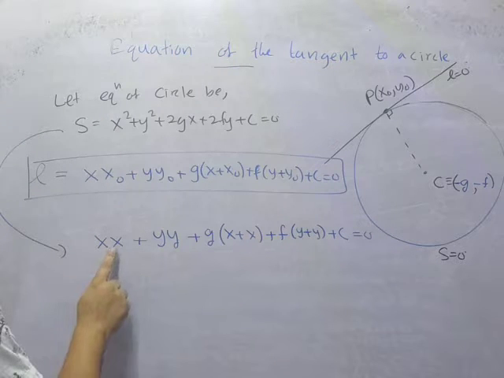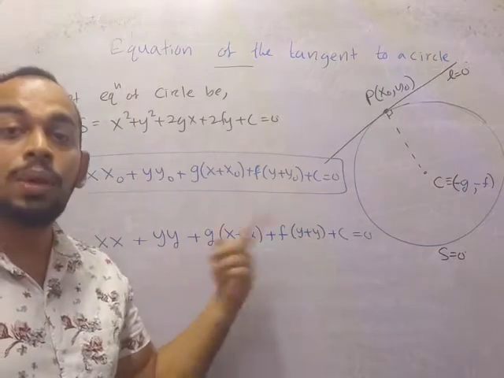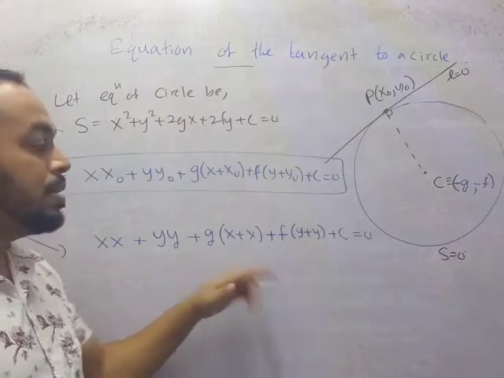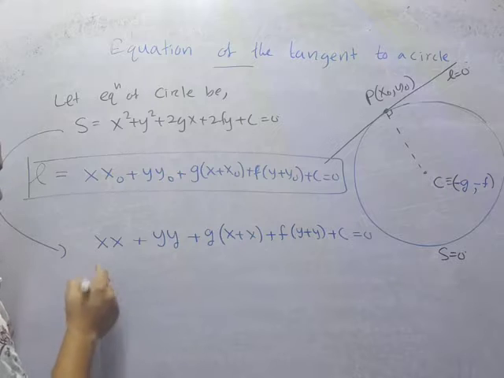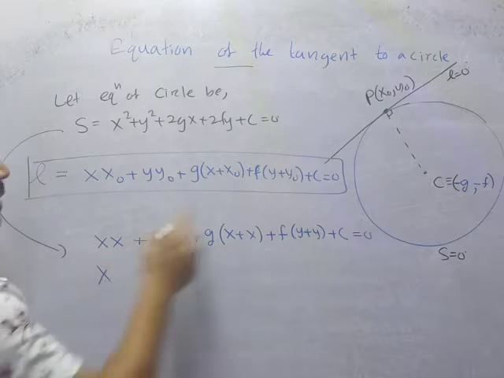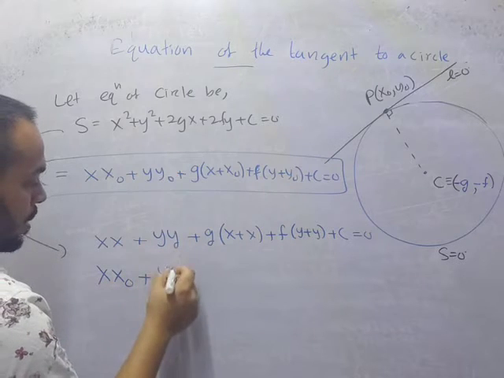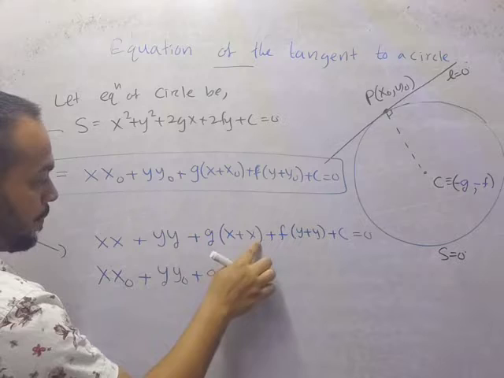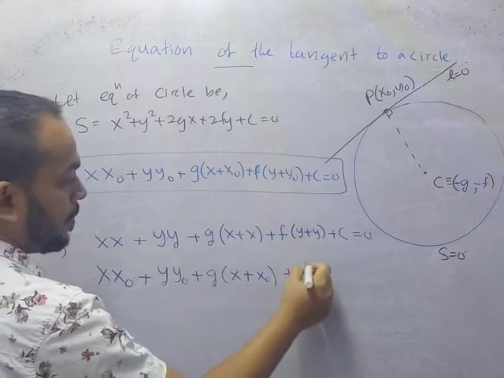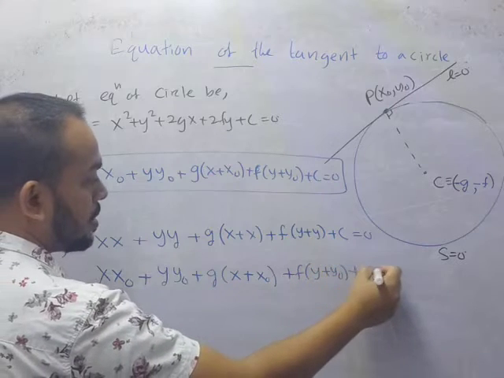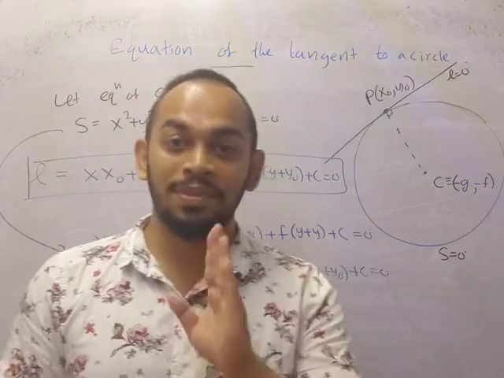What I'm going to do is change one of these x's in each term into x naught and one of these y's into y naught. Only one. So I'm going to pick just this x, and replace x by x naught, this point. Then I'm going to write y and replace this by y naught. So one of these x's I'm going to leave as x and replace the other with x naught. Then f times y plus y naught, plus c equals 0. See how we obtain this relationship? It's the same thing.